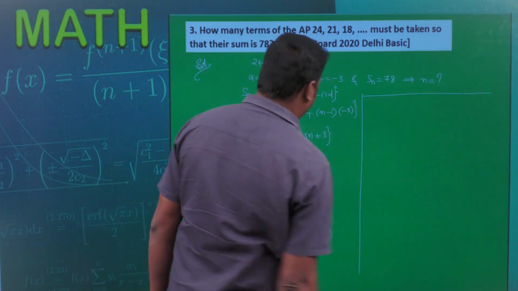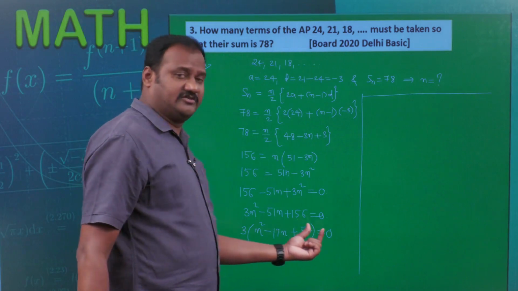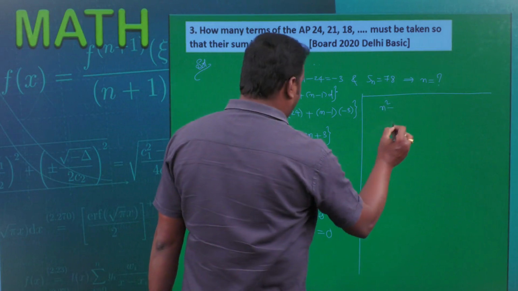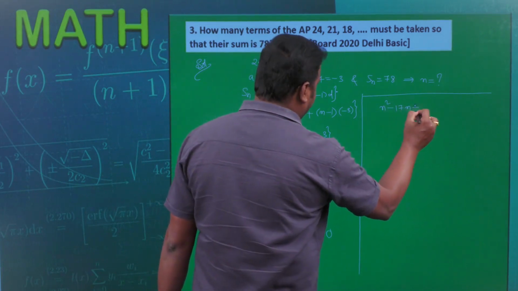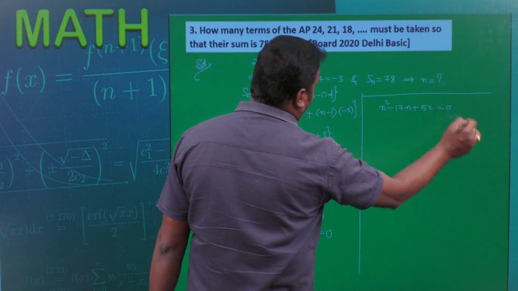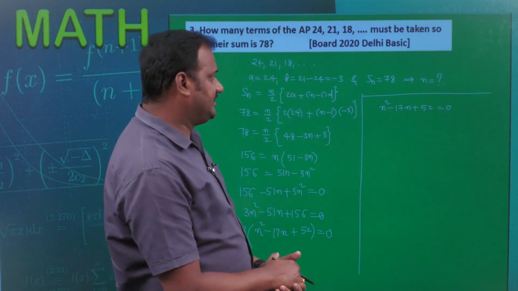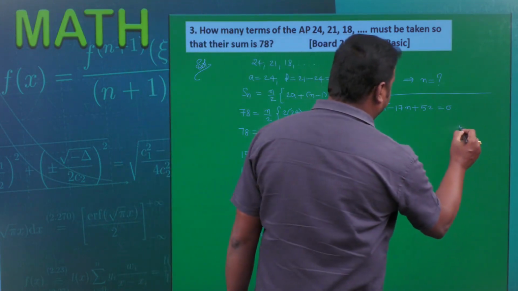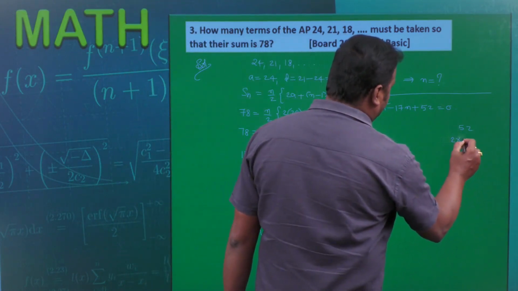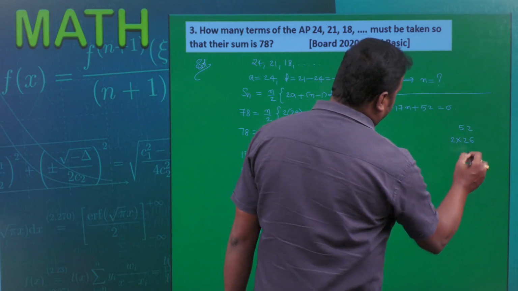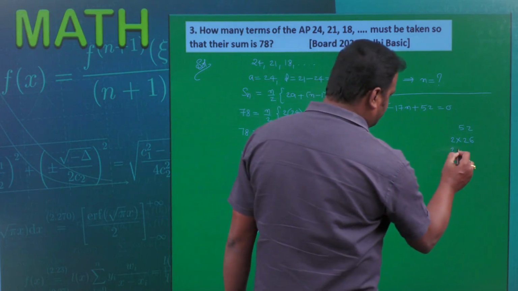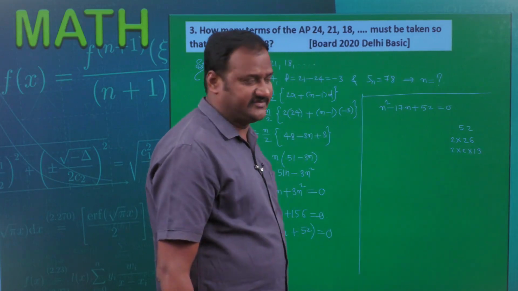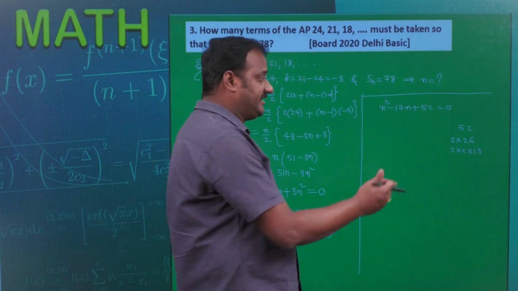Now we are getting a quadratic equation here. Since 3 is not equal to 0, only this term can be 0, that is n square minus 17n plus 52 is equal to 0. So you need to factorize 52 so that the sum of the terms should be 17. What are the factors of 52? 52 can be written as 2 2s are 4, 13 4s are 52, and 13 plus 4 is equal to 17.